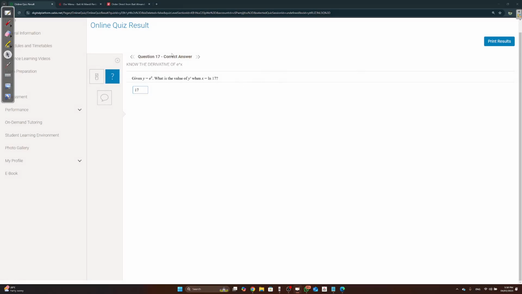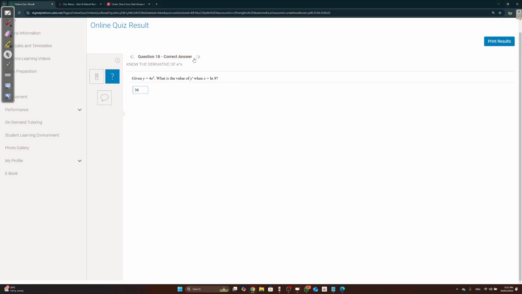Question 18. Given y is 4 e to the power of x, what's the value of y prime when x is ln 9? Again, 4 e to the power of x, what's the derivative? Constant, take it to the side. Derivative of e to the power of x is just e to the power of x. Substitute x as ln 9, so 4e to the power of ln 9. E and ln cancel, so you're going to be left with 4 times 9. Please don't forget the 4, so you get 36.